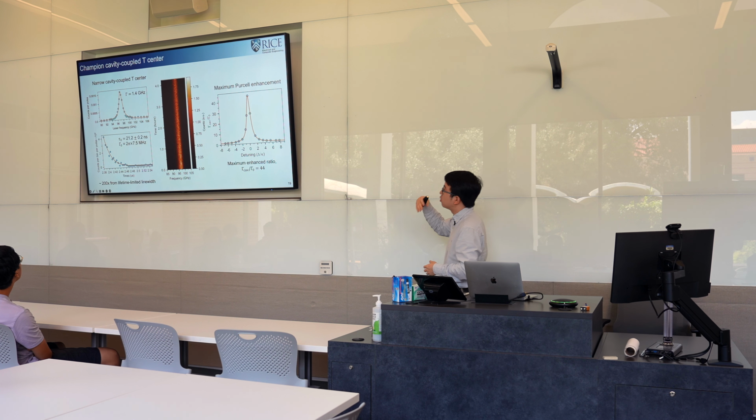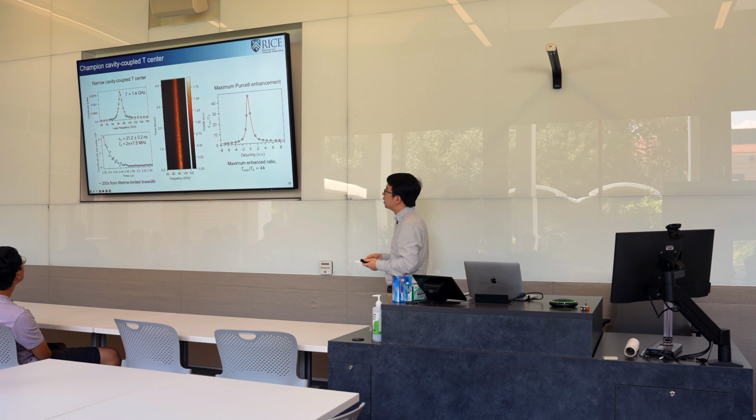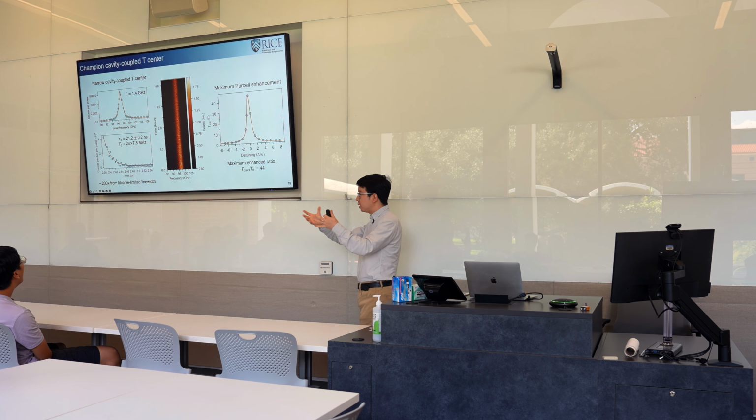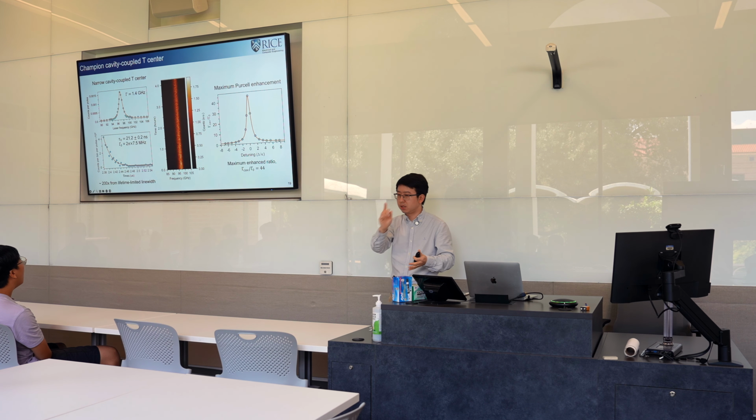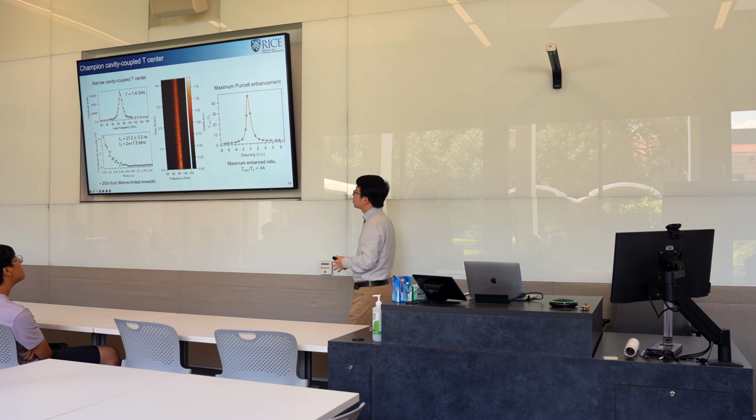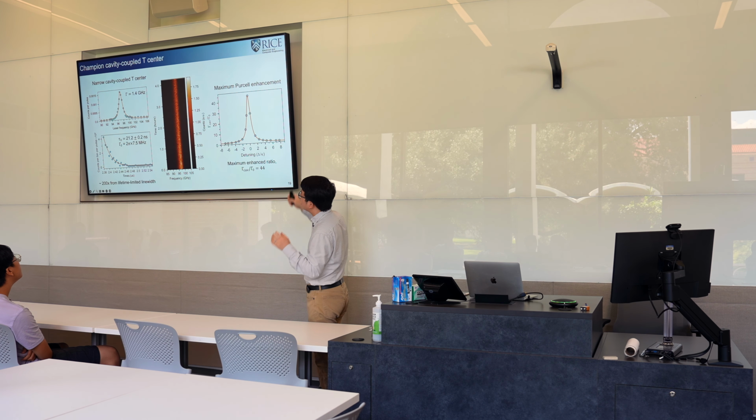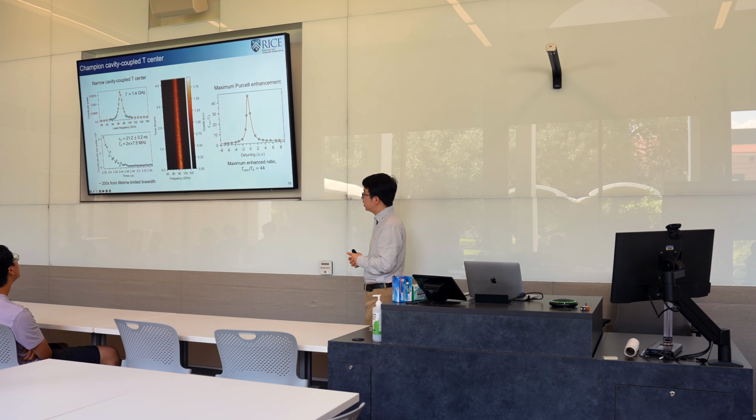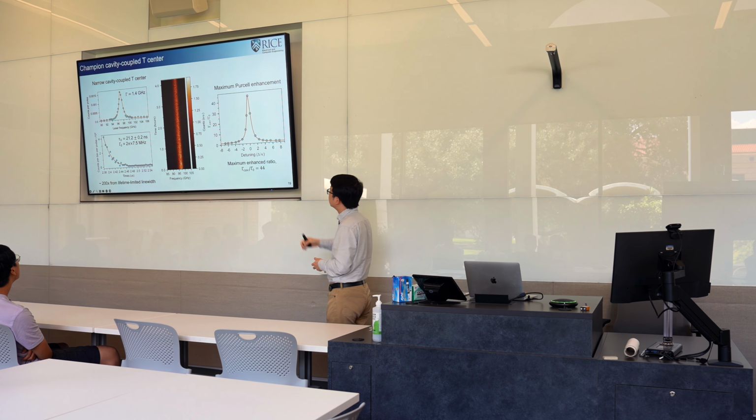As I mentioned, for the T-center, we first start with this ensemble measurement, right? We scan the laser frequency and see where the T-center is. And then we can bring the cavity in to interact with the T-center, okay? Here I'm showing you what we call our champion cavity-coupled T-center. It has the highest Purcell enhancement.